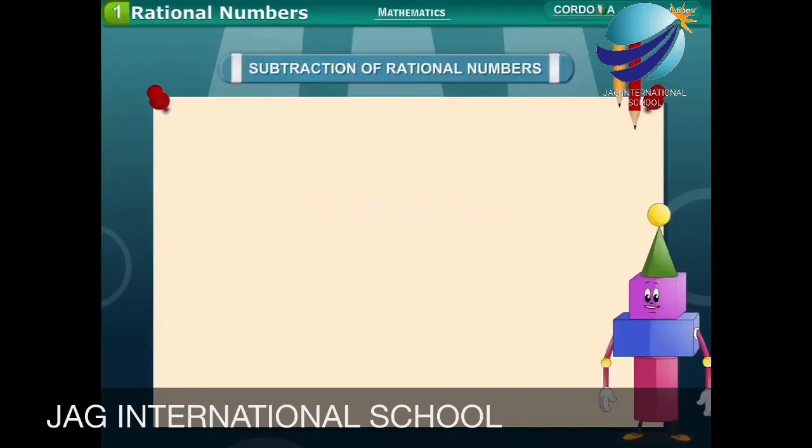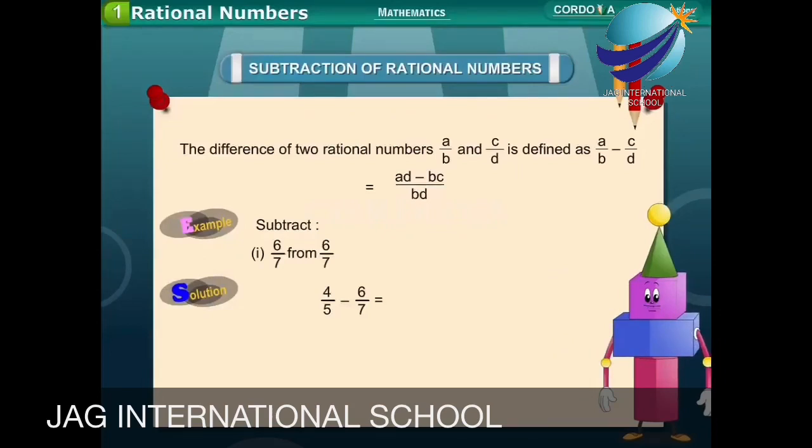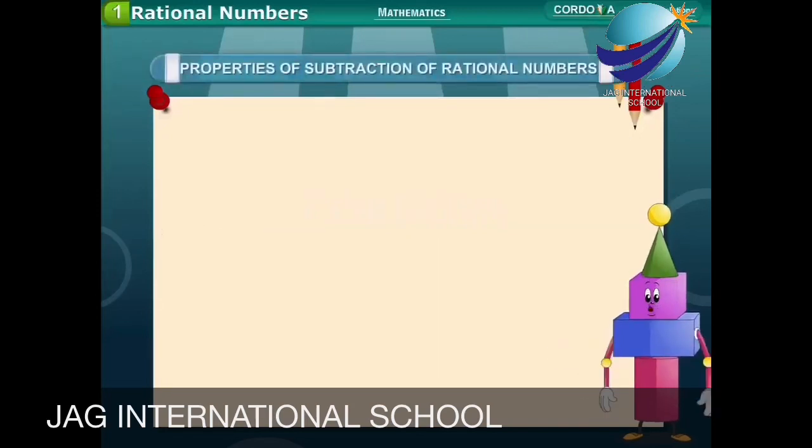Subtraction of rational numbers. The difference of two rational numbers a/b and c/d is defined as a/b - c/d = (ad - bc)/bd. Example: subtract 6/7 from 4/5. Solution: 4/5 - 6/7 = (28 - 30)/35 = -2/35. Properties of subtraction of rational numbers.